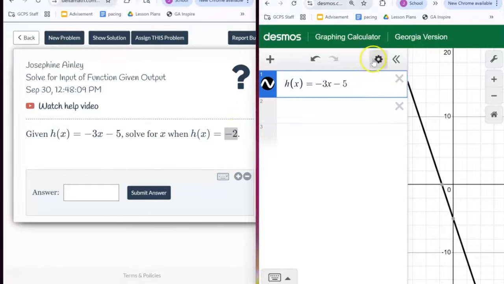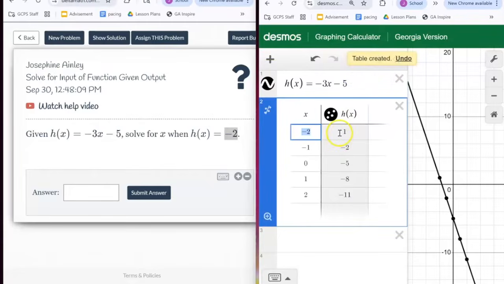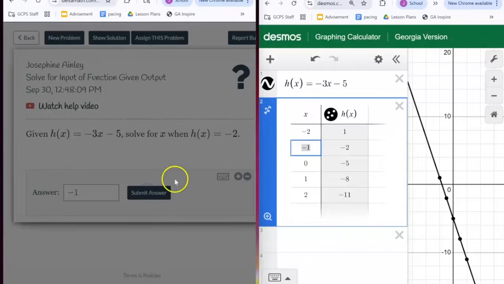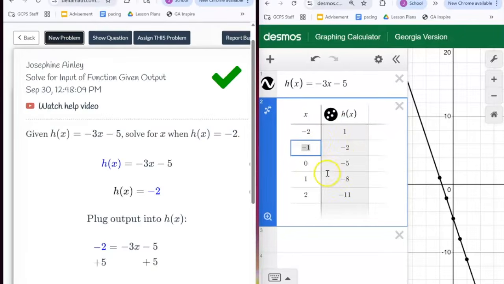All right, so again, I'm going to make it a table. And I'm looking for the y, which is right here, to be -2. And there it is, -1. So it's just a matter of matching from your table.